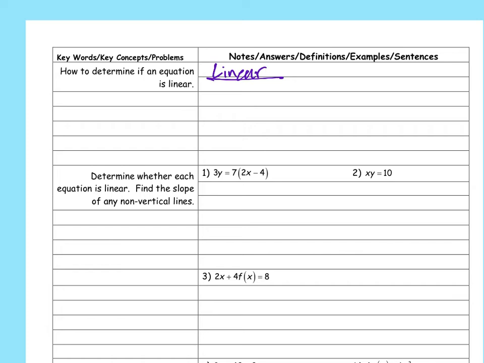If it's linear, it has three forms. If it's an equation form, it has y equals mx plus b, right? If I solve for y, it should be in the form y equals mx plus b. Or it could be in the form y equals c, where c is just some constant, some number. Or it could be in the form x equals c, again, where c is just some constant. I'm just going to put over here, c equals a constant.